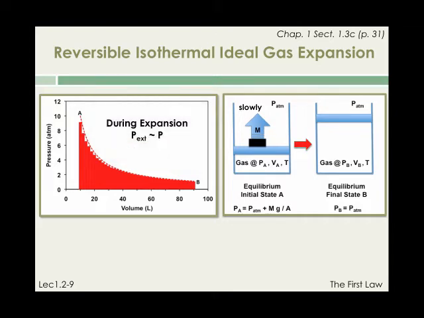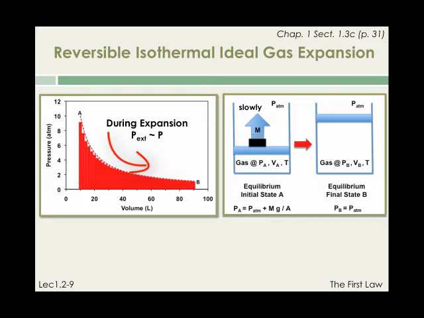As shown by the isotherm P equals nRT divided by V, as the expansion proceeds and the gas volume increases, the gas pressure, hence the external pressure, decreases systematically from an initial value of P sub A to the final value of P sub B.